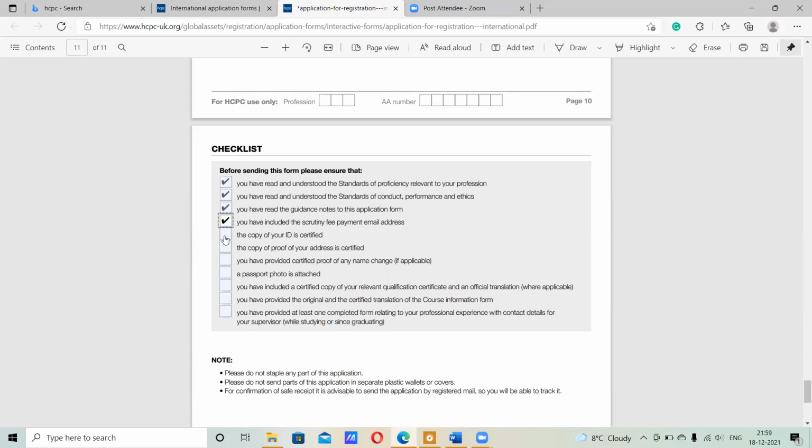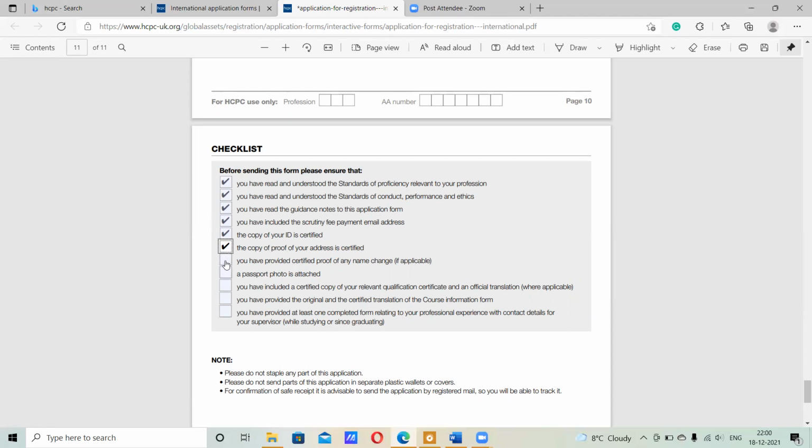You need to ensure that the copy of your ID is certified. Now, for most of us, it would just be a copy of our passport, which we have a lawyer or a notary or someone from the judiciary system who has written that I have certified this document, giving the date and time. You need to ensure that your proof of address is certified, which is done in a manner similar to the passport. And this could either be your bank statements or your utility bills.